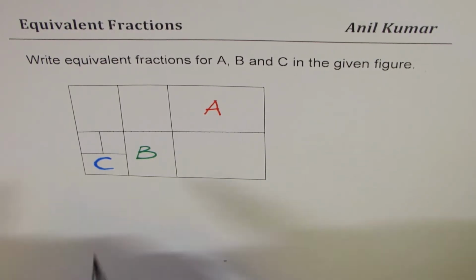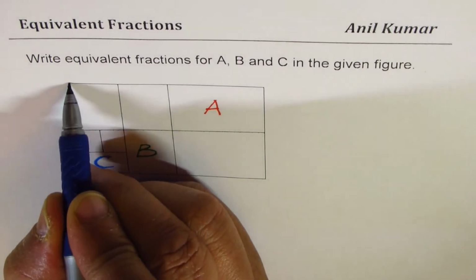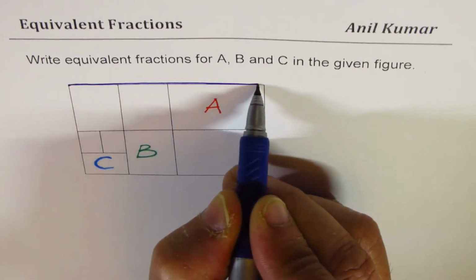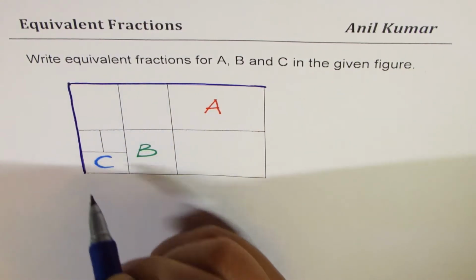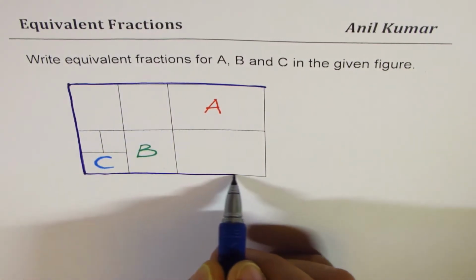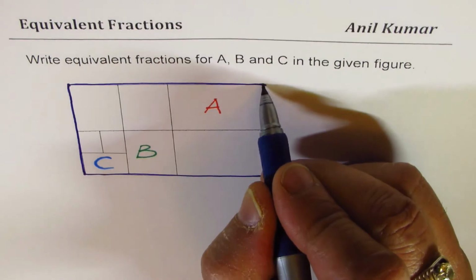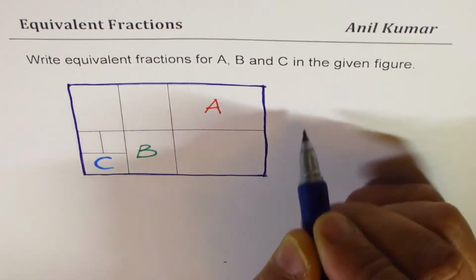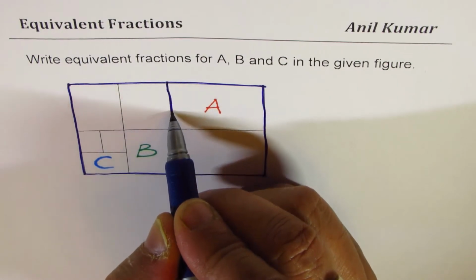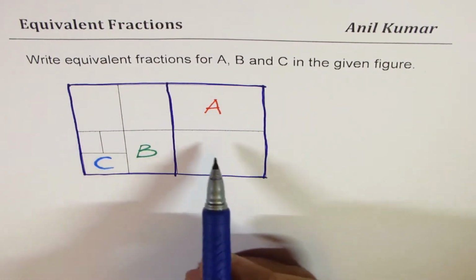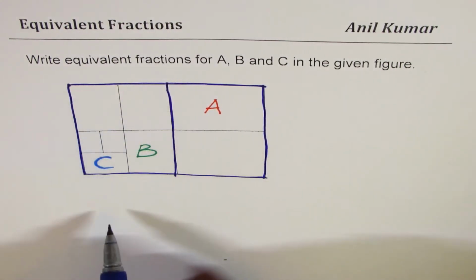So here is a rectangle. So I have a big rectangle. Let me redo the drawing. That is the big rectangle, and we are going to divide this rectangle into equal parts. So this is the whole rectangle. Let us do first half of it. So that is one half, this is the other half.